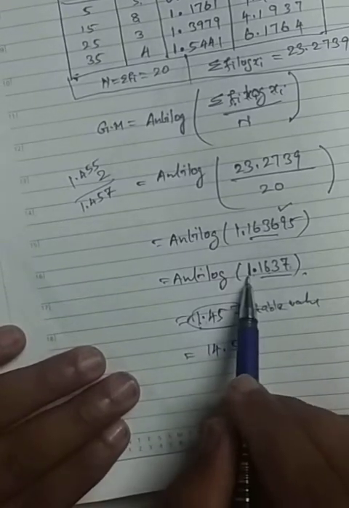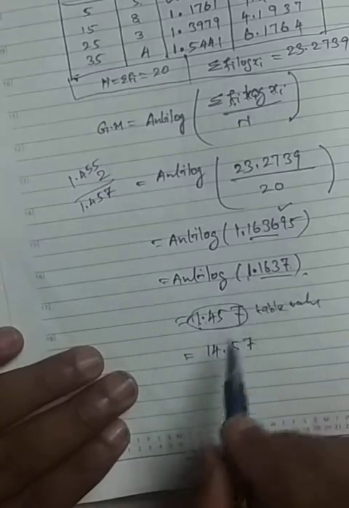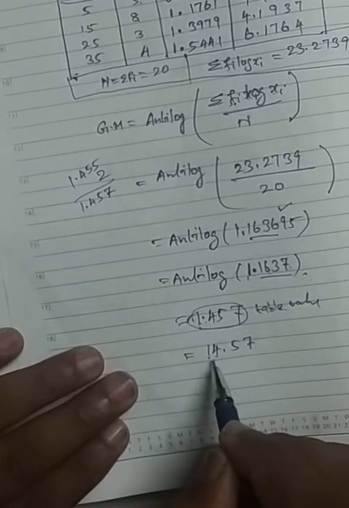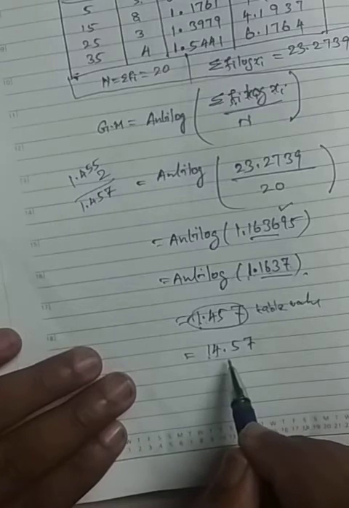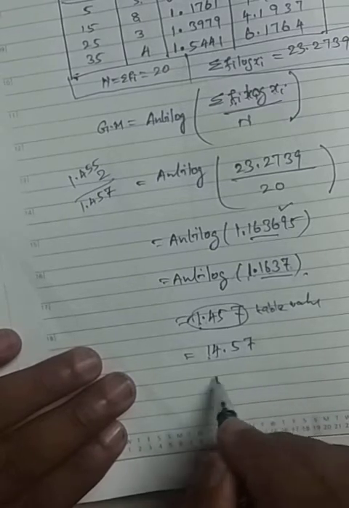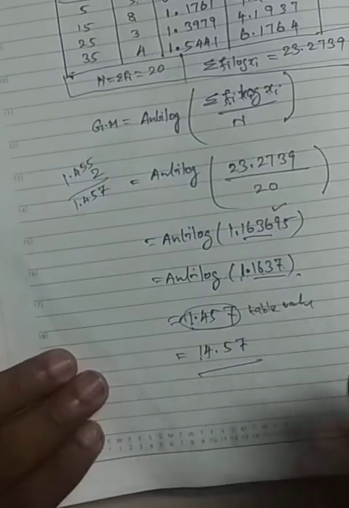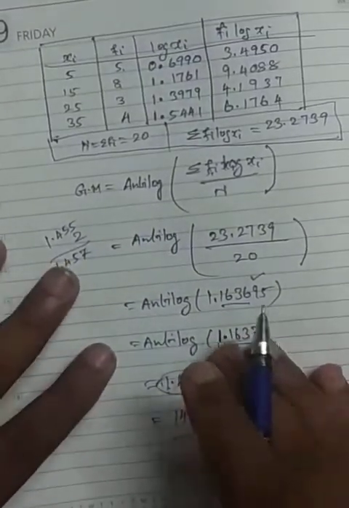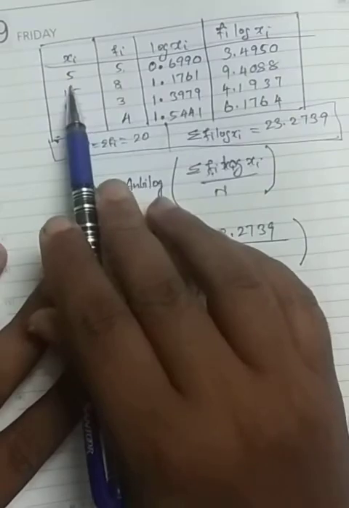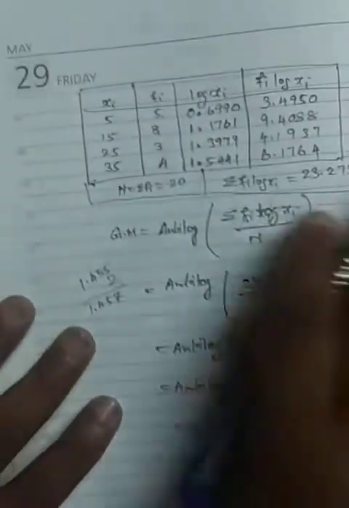But here the characteristic 1 is there. 1 plus 1 is 2, so that's why you shifted the decimal by 2 places. So what value will come? 14.57 will come. That is your answer. Okay, I think you have understood this one. This is the discrete type, with frequency and no class interval for this case.